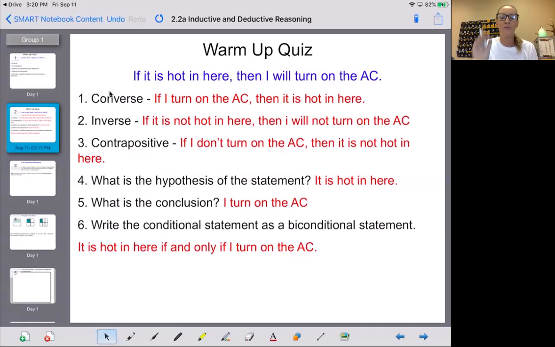The hypothesis is the very beginning. It does not include the word if. And the conclusion is at the end of the sentence. It's the part after the then. It does not include the word then.